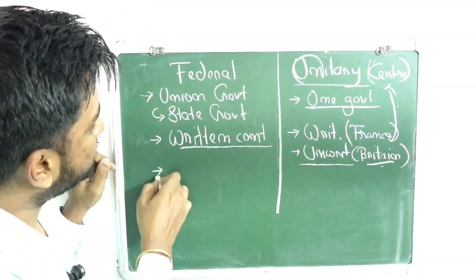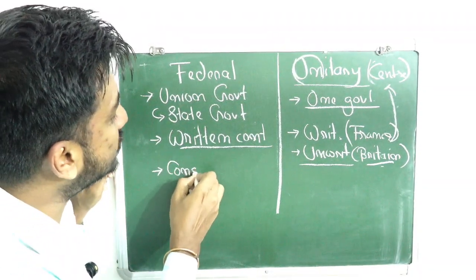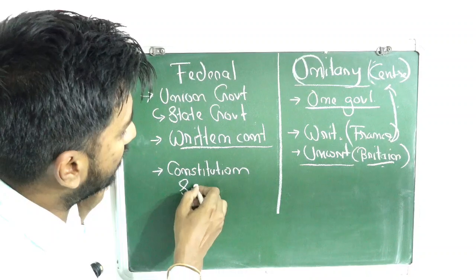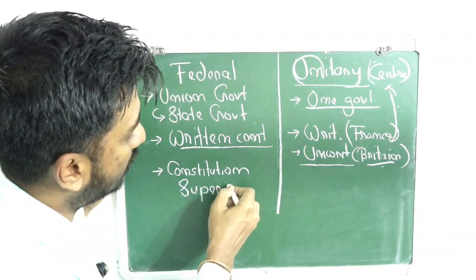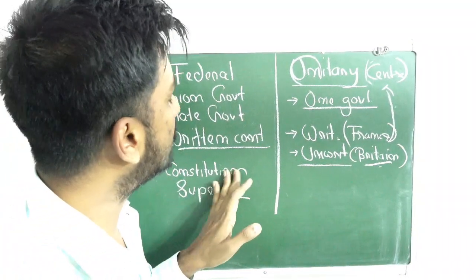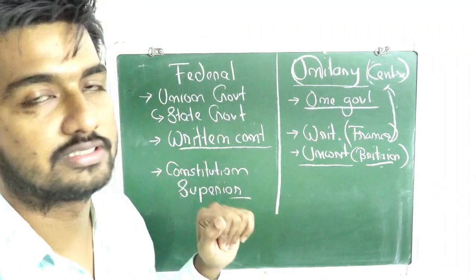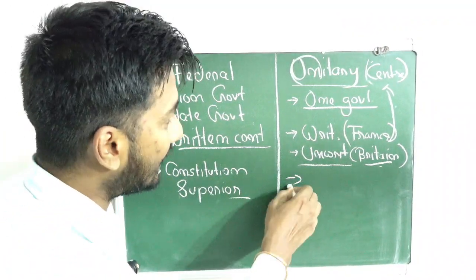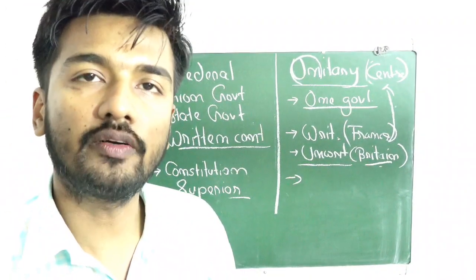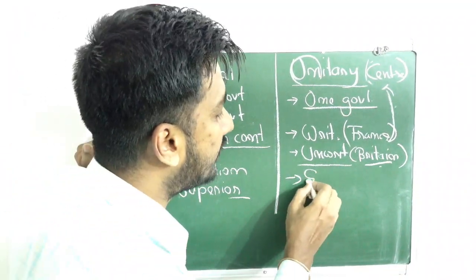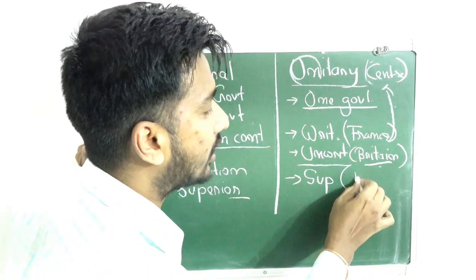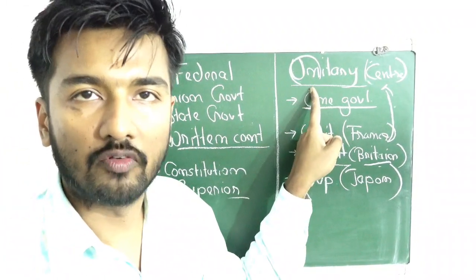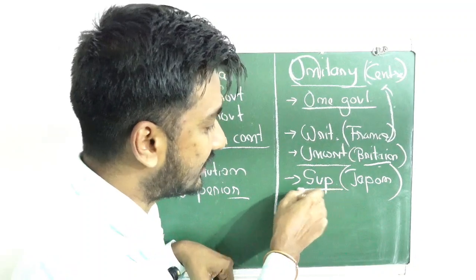The next is constitution superior. The constitution plays a very important role in a federal system. It is a superior form which the country follows. But in a unitary system, it can be superior, or it cannot be superior. For example, Japan is a country which has a unitary form of government, but the constitution is superior.